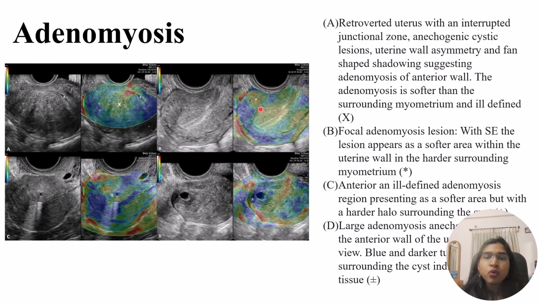Then the second picture is of a focal adenomyosis lesion. When we put the elastography, the lesion appears as a softer area within the uterine wall in the harder surrounding myometrium. So if the surrounding myometrium is appearing hard, but in the uterine wall we are getting a small softer area, then it is a case of focal adenomyosis. See this C picture, it is showing an anterior ill-defined adenomyosis region which is presenting as a softer area but with a harder halo surrounding the cyst. Here is also a picture of adenomyosis. And the fourth picture is showing a large adenomyosis and an echogenic cyst we can see in the anterior wall of the uterus.